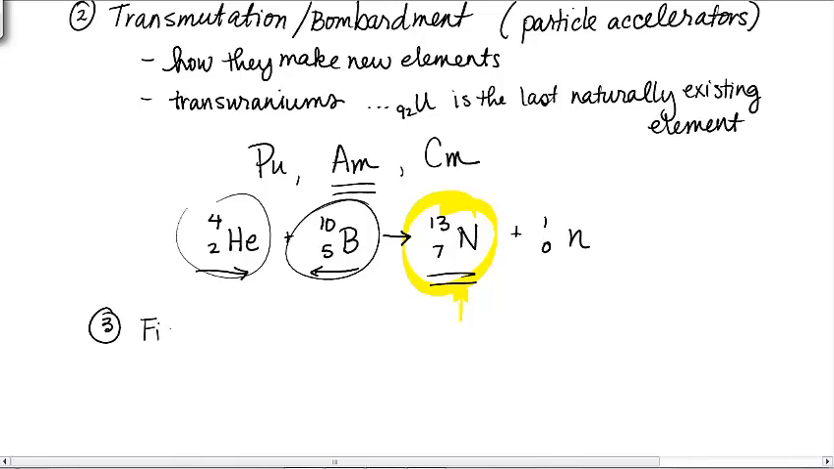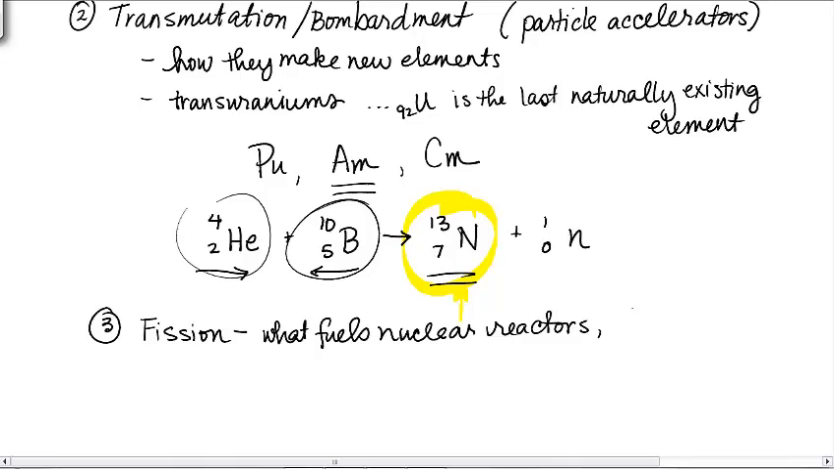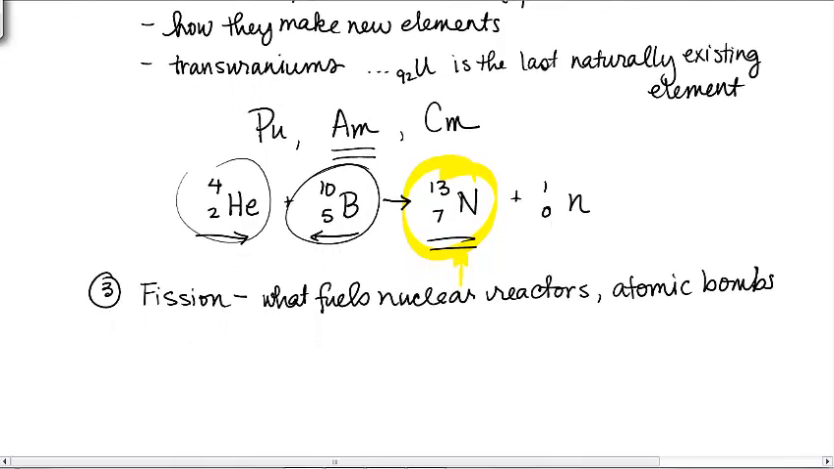Third type, fission, which is extremely important because it's what fuels our nuclear reactors. It's part of what makes atomic bombs. Well, it's the key component to how an atomic bomb works. And the idea in fission is literally that there are some forms of elements that have unstable nuclei. For example, uranium-235, it's got an atomic number greater than 82.